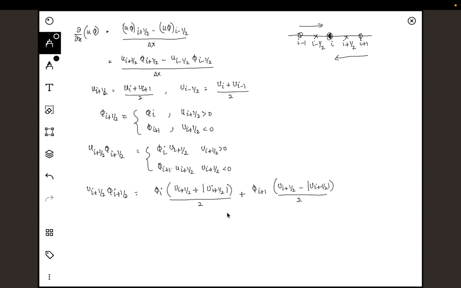So it is basically a weighted summation of phi i and phi i plus 1, and the weightage will depend on the sign of the velocity at that particular point. So if I just rearrange the terms, what would I be getting is, yeah, we can rearrange the terms. So let me take u at i plus half as common.